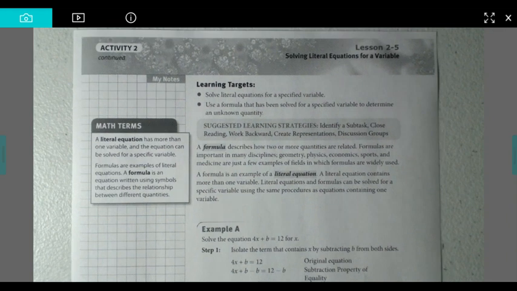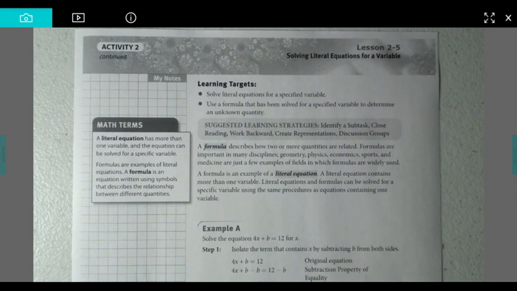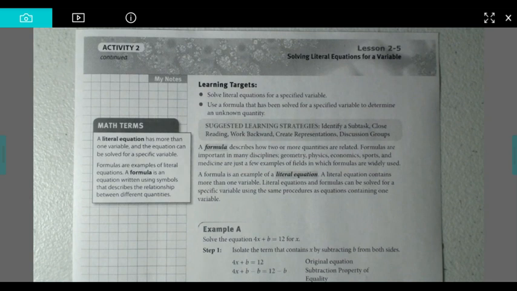Today we'll be covering Lesson 2.5, Solving Literal Equations for a Variable. The first slide that you saw today, you should have unpacked the learning targets. The two learning targets covered for today are solving literal equations for a specified variable and using a formula that has been solved for a specified variable to determine an unknown quantity. We've got 3 chunks for today's lesson.